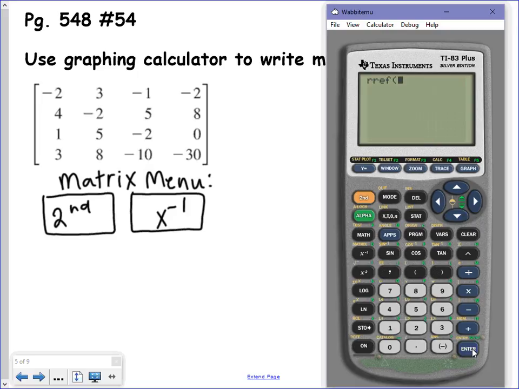Okay, I'll come help you in just a second. And then do second matrix and choose A under names. And then hit enter and it will do reduced row echelon form.